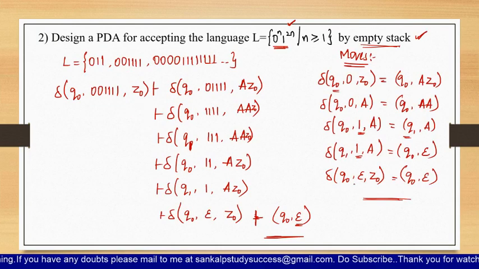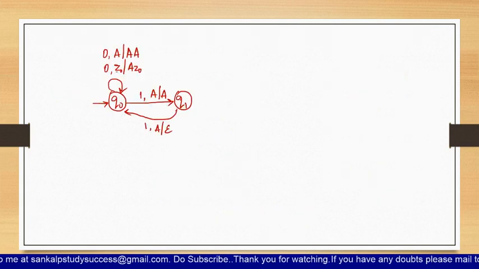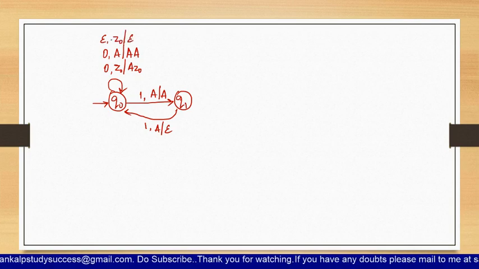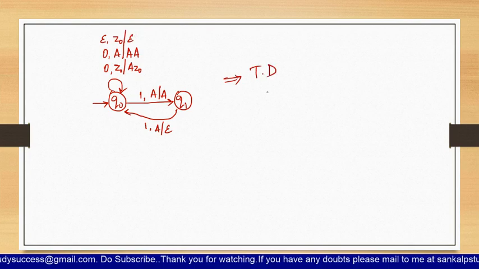And here from Q0 we are again going to Q0 only, but by applying the stack symbol Z0, we are going to pop that Z0, because we need to end up with an empty stack. So from Q0 we are going to Q0 by applying an input called epsilon. So epsilon comma Z0, and you are ending up with the empty stack. So this is our transition diagram for the given push down automaton.